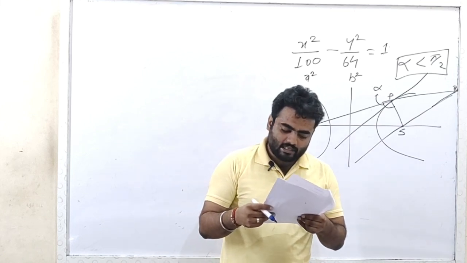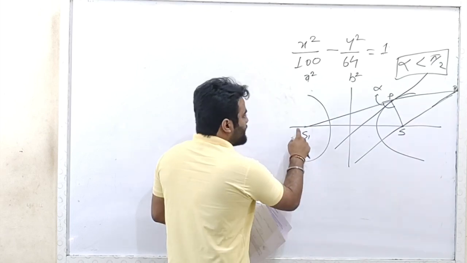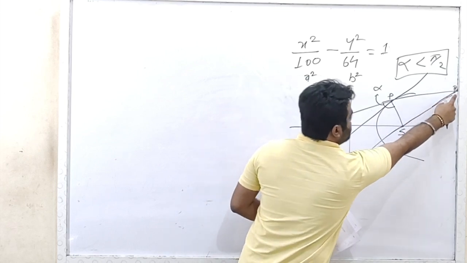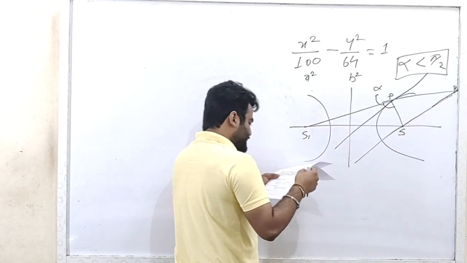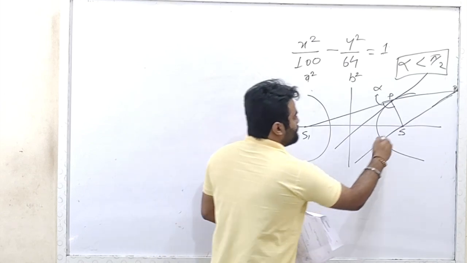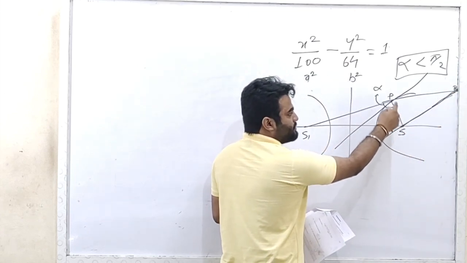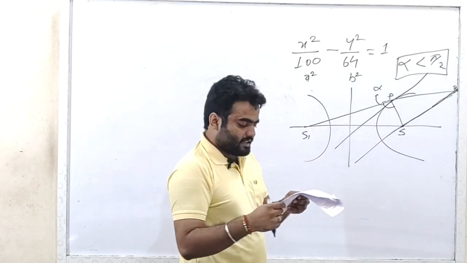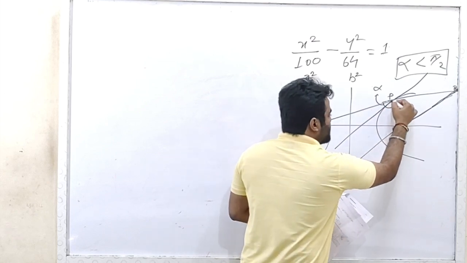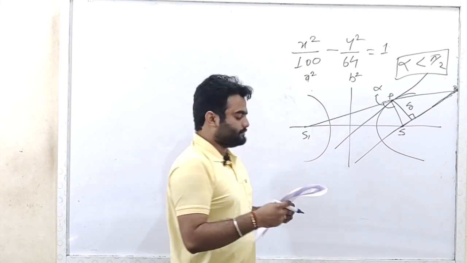Let delta be the distance of P from the straight line SP1. So this SP1 is the line, and the distance of this line from the point P is given as delta, that is the perpendicular distance. So the perpendicular distance is this one, that is given as delta.